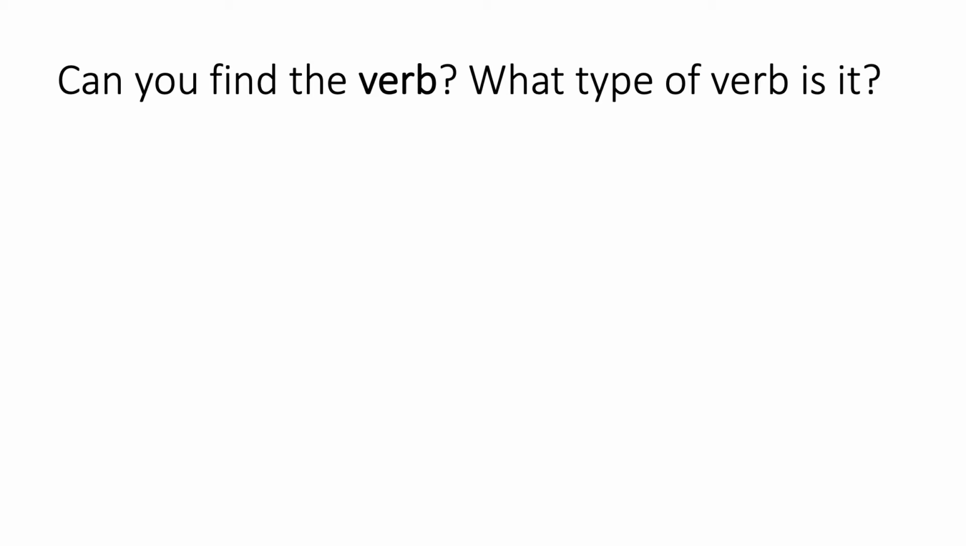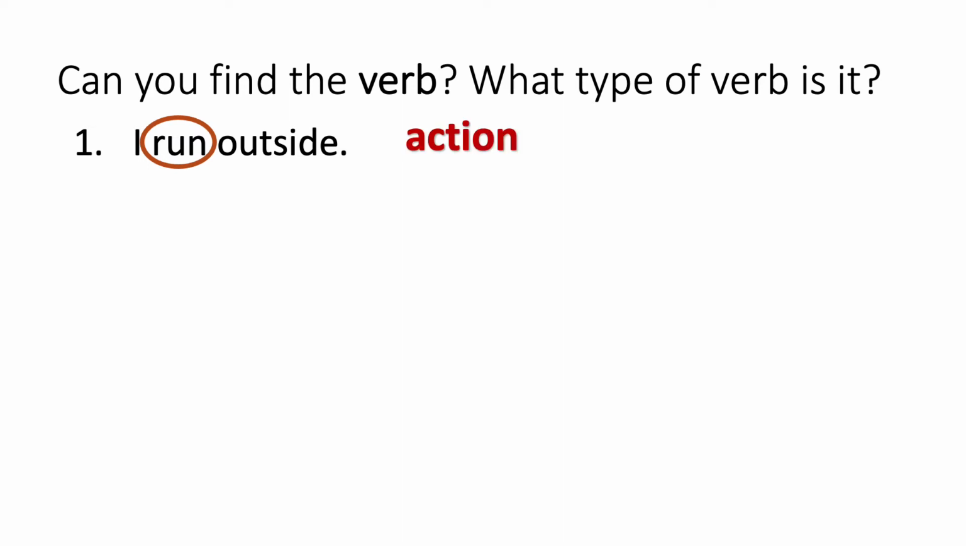Okay, let's do some exercise. Can you find the verb in the following sentence and tell me what type of verb it is? Number 1. I ran outside. Have you found the verb? Good job. The verb here is run. And have you figured out what verb it is? You're right. It is an action. It is something that I do outside. So it is an action.